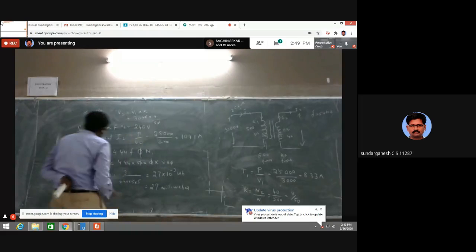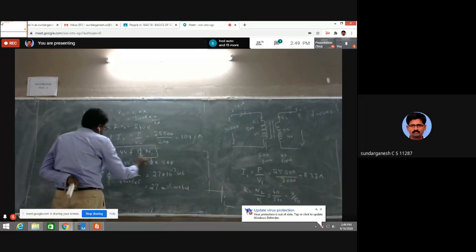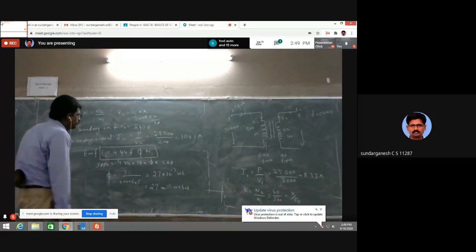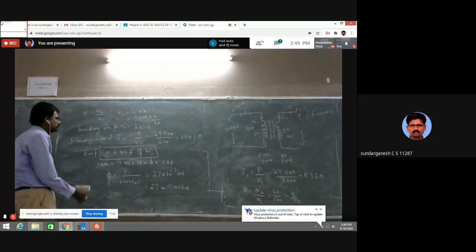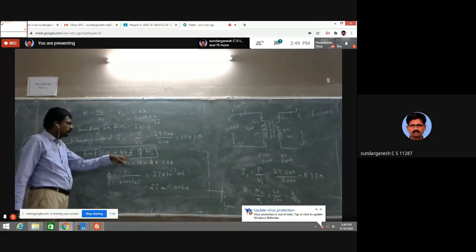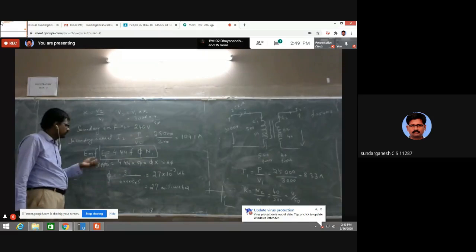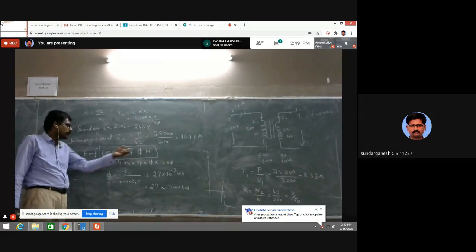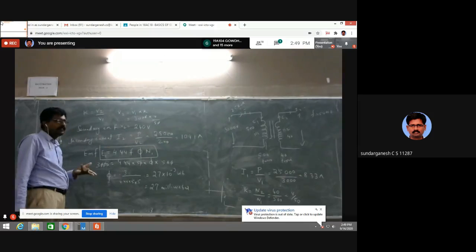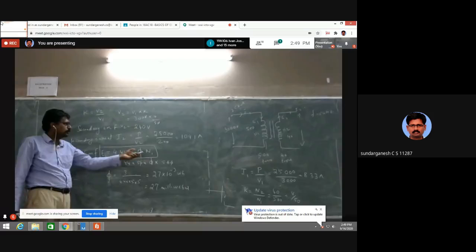So the EMF equation in a transformer is 4.44 F phi N1. 4.44 is a constant, F is frequency, phi is the flux, N1 is the number of turns. If you take the primary coil side, you have to take E1 and N1. If you take the secondary side, you have to take E2 and N2.